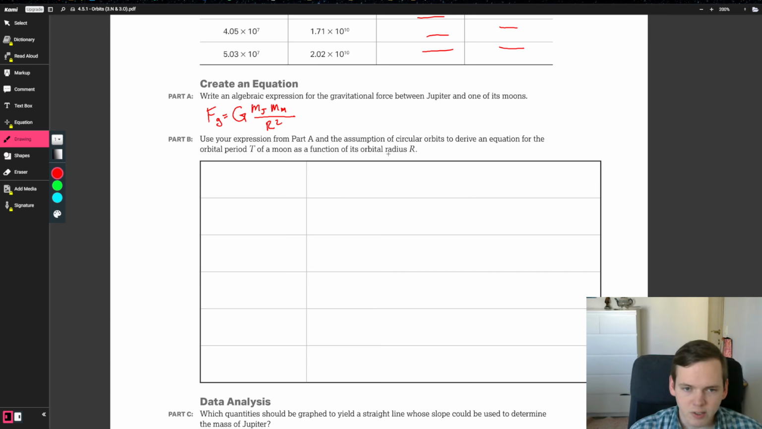So using your expression from part A and the assumption that the orbits are circular, derive an equation for the orbital period T of a moon as a function of the radius R. So we're going to start with our expression here of Fg is equal to G Mj Mm over r squared. So we start with the expression that was given, and this is just the force of gravity.